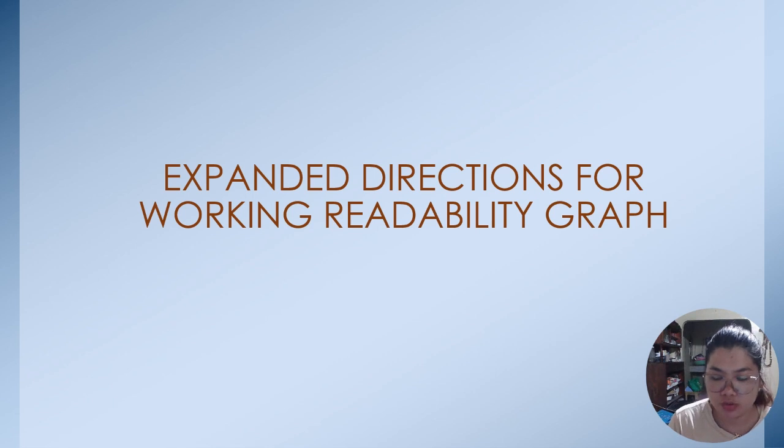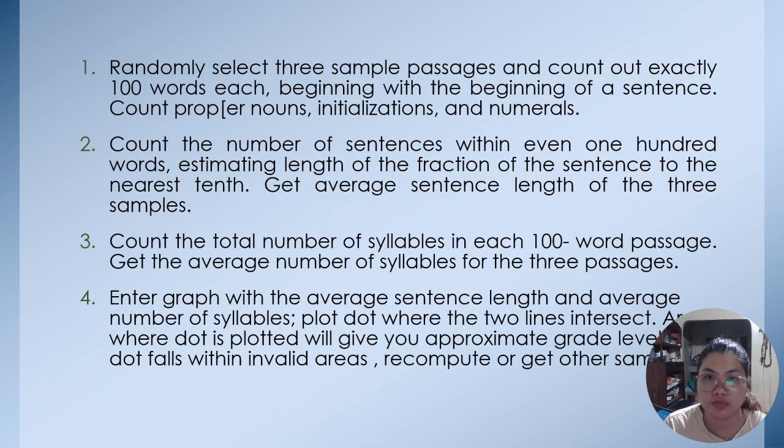I have already shown you the graph for estimating readability by Frye's graph. I also have here the expanded directions for working the readability graph for us to learn more about the graph of Frye. First, randomly select 3 sample passages and count out exactly 100 words each, beginning with the beginning of a sentence. Count proper nouns, initializations, and numerals.